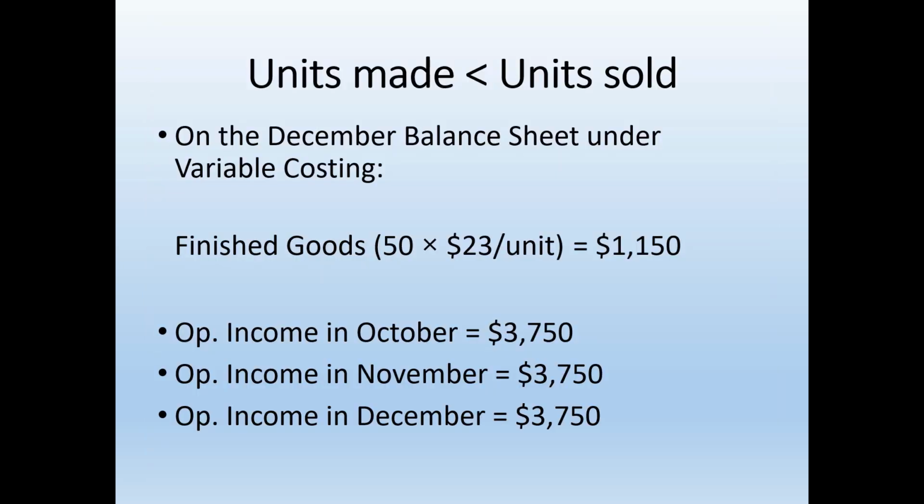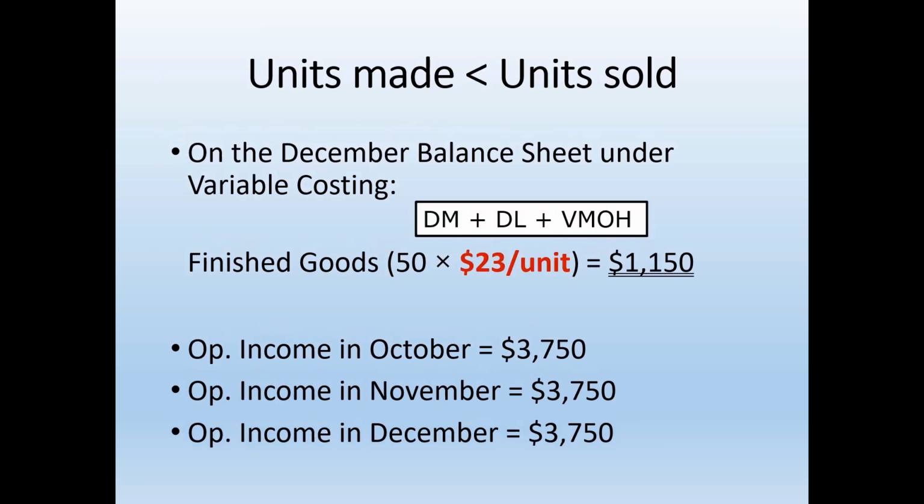On the balance sheet in December under variable costing, our finished goods would still be 50 units, but they would be capitalized at $23 per unit. Only the variable direct materials, direct labor, and variable manufacturing overhead to get the total cost on the balance sheet.